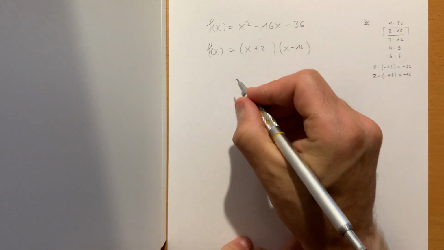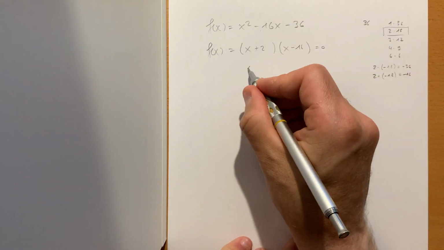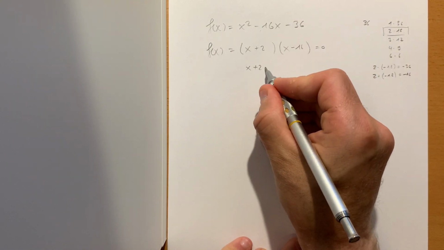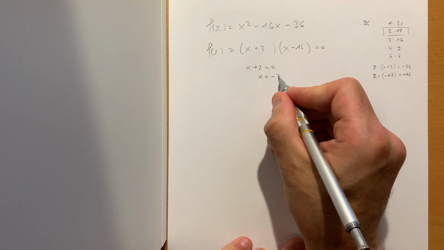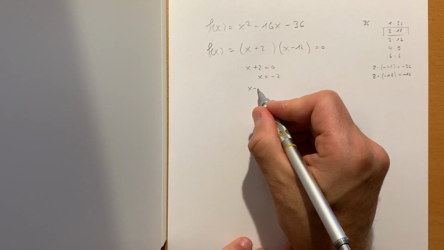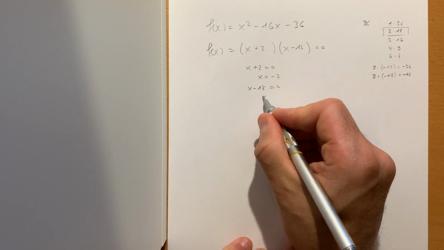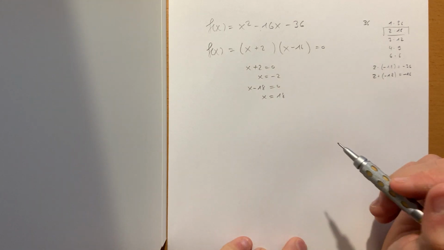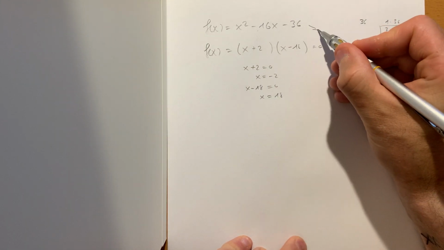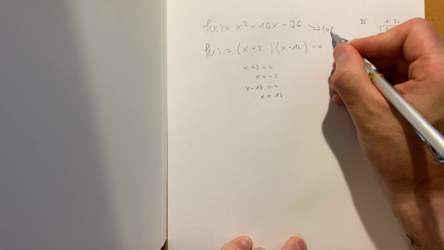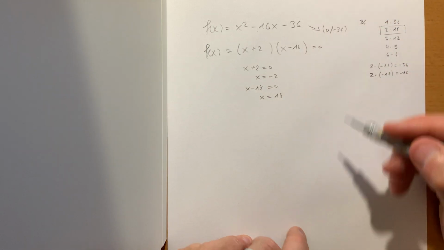Now you can work out the zeros. Let's set this equal to 0. So x plus 2 is equal to 0, x is minus 2. x minus 18 is equal to 0, so x is 18. So these are your 2 zeros. And you know your y-intercept, which is at 0, minus 36.